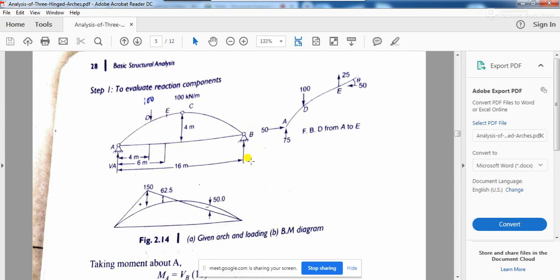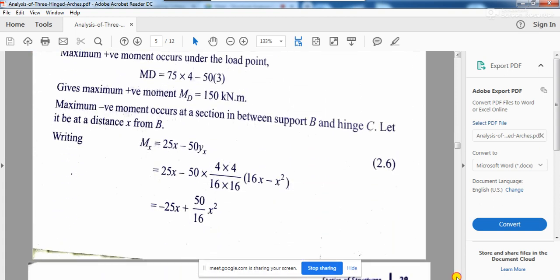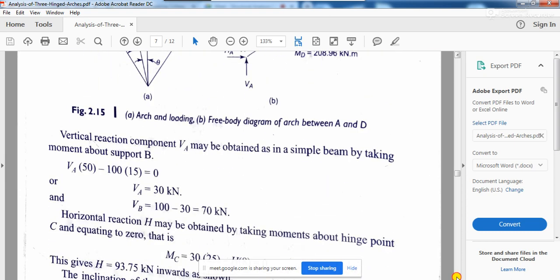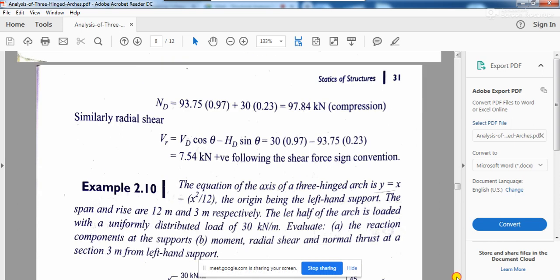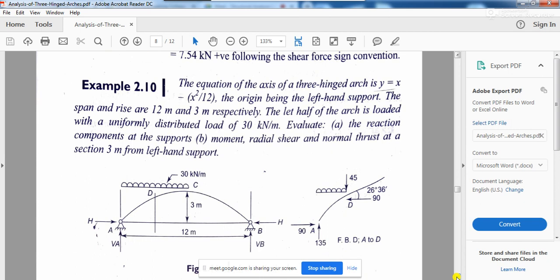Now you see, instead of this point load, if a UDL is acting on the arch, and if the UDL is acting on part of the arch, then what will happen? So let's have a look at this problem, a typical problem. The equation of the axis of a 3-hinged arch is y is equal to x minus x square by 12.